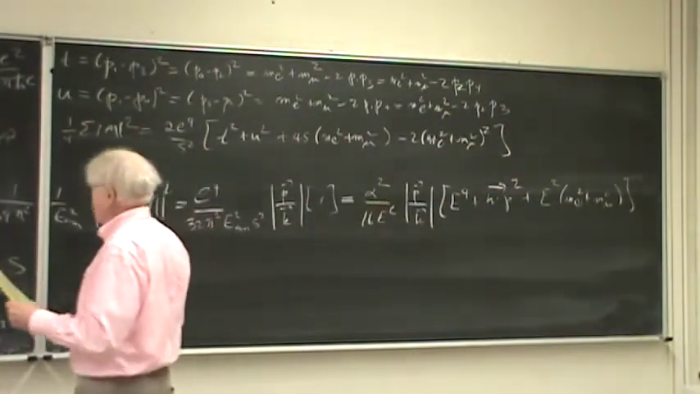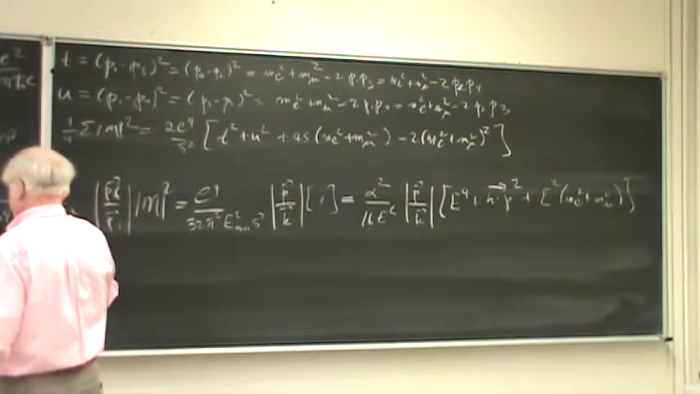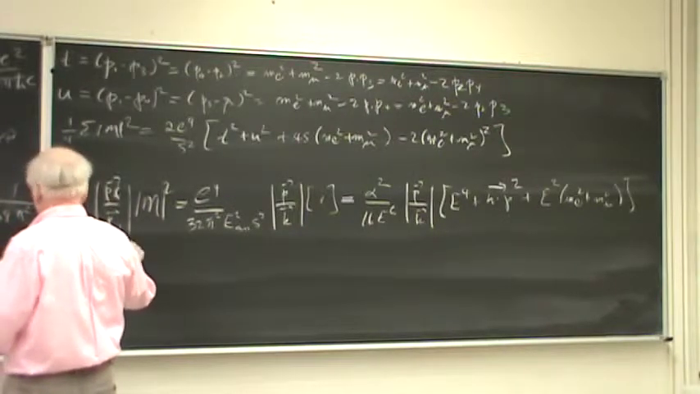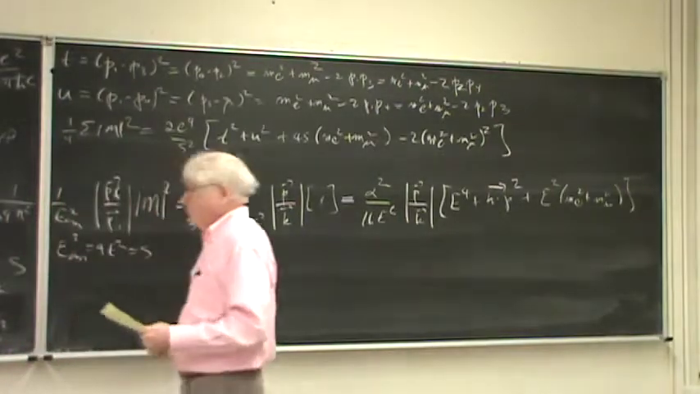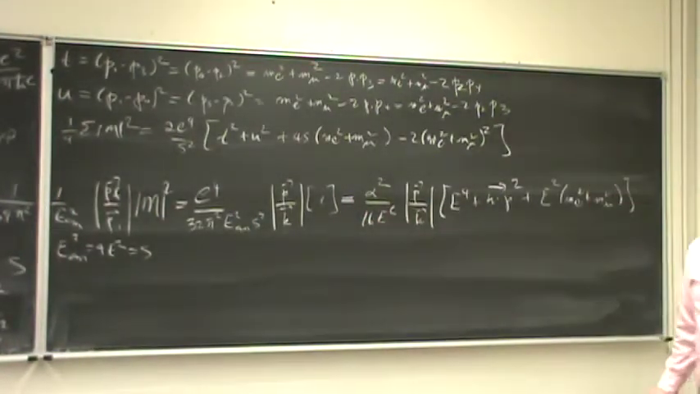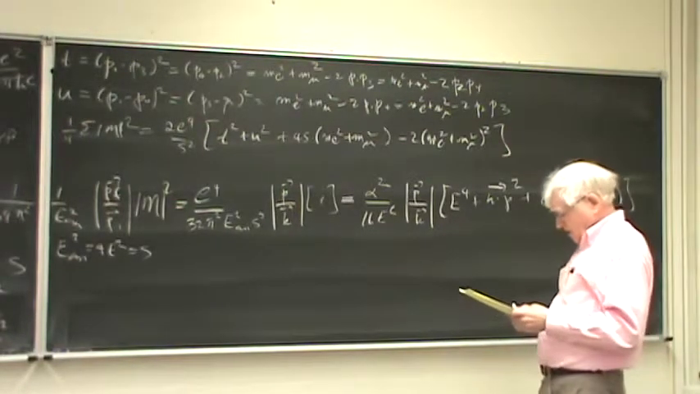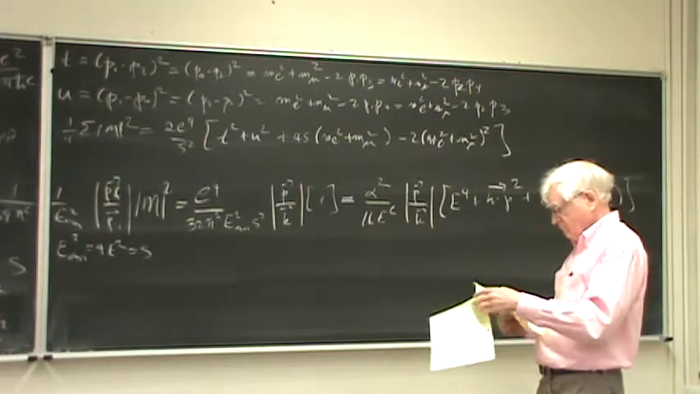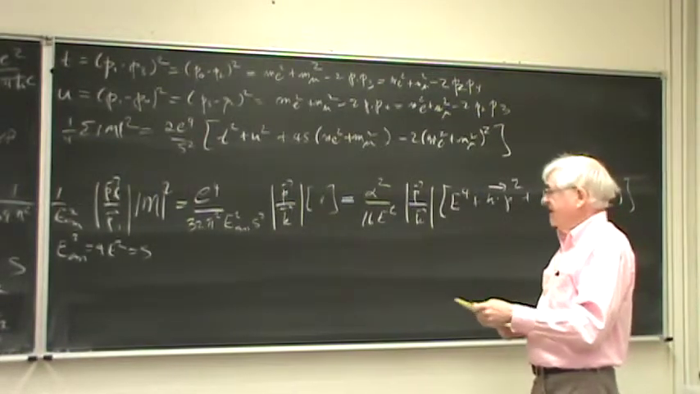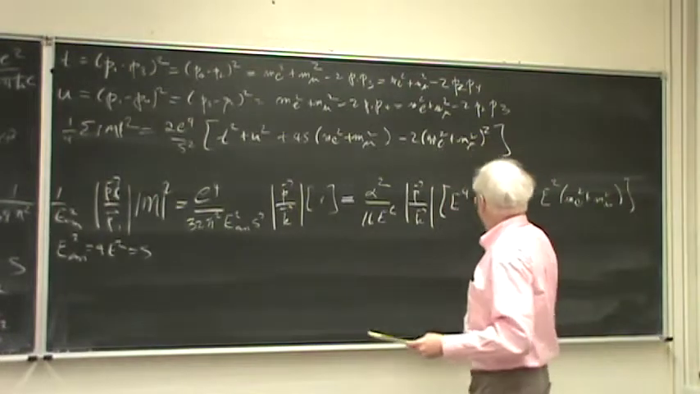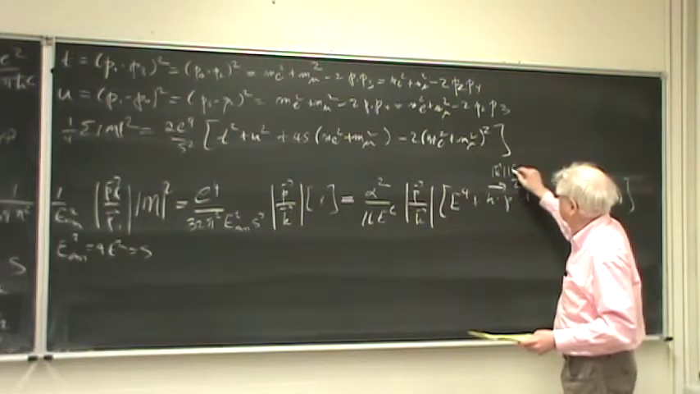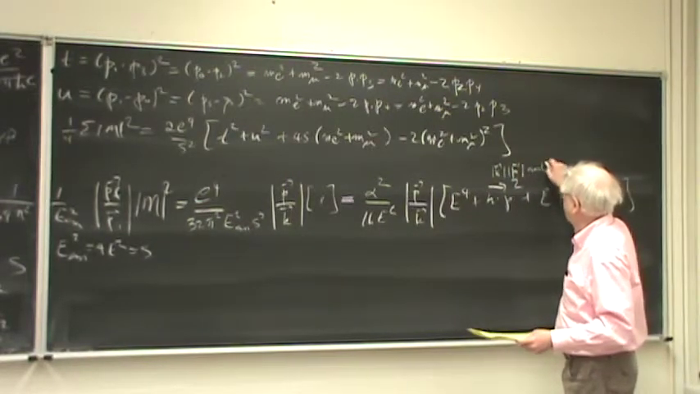And I should mention, I may have mentioned this already, but E center of mass squared is 4E squared is S. So E is the energy of the incident electron or incident positron, again, in the center of mass system. Now this K dot P is length of K, length of P, times cosine of the scattering angle.